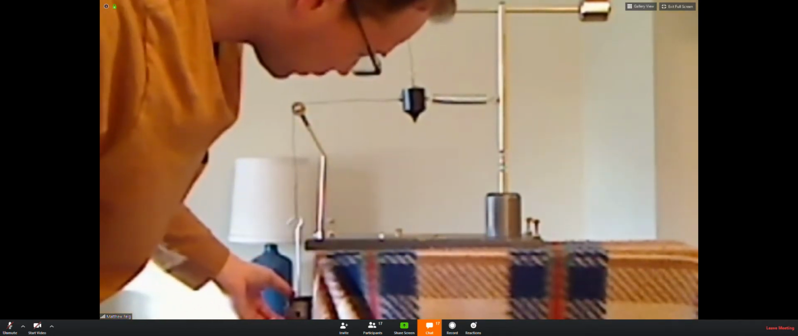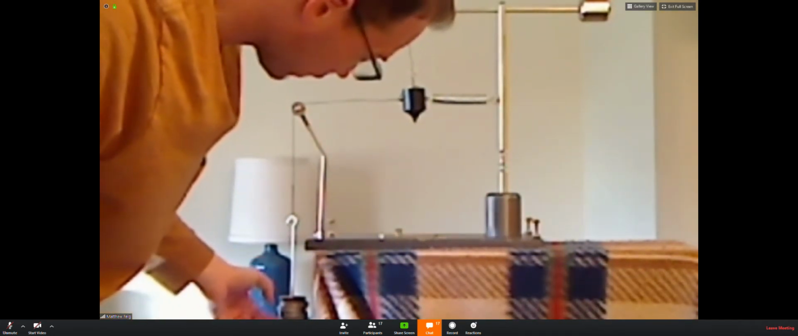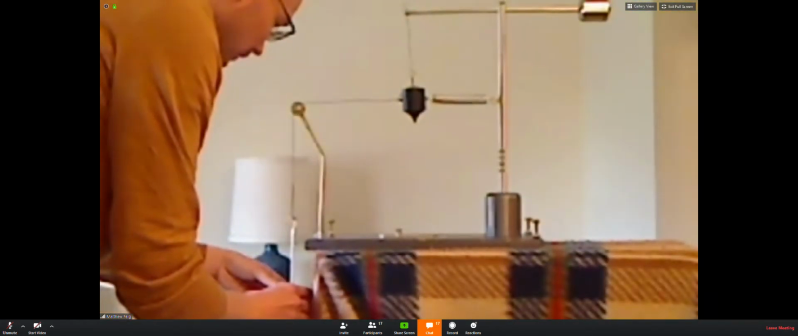I've added 500 gram weights to the 50 gram hanger. So I'm at 550. I'm going to try going to 650. And I feel like 650 is a little bit too big, so I'm backing off to 550. How about 600? That's 600. That's getting pretty close. Okay. I'm at 600.